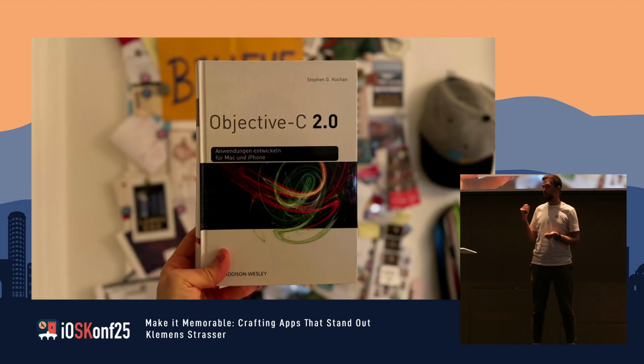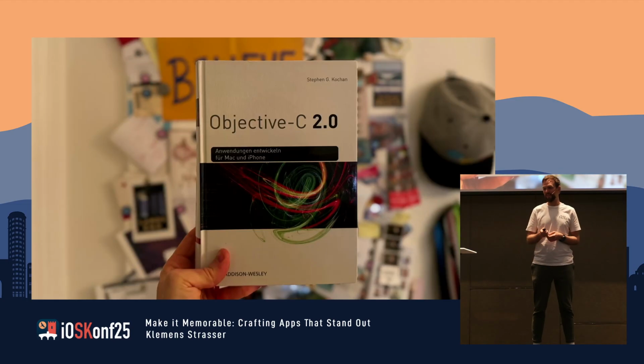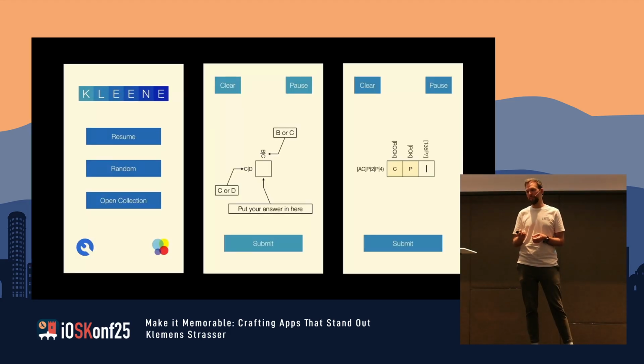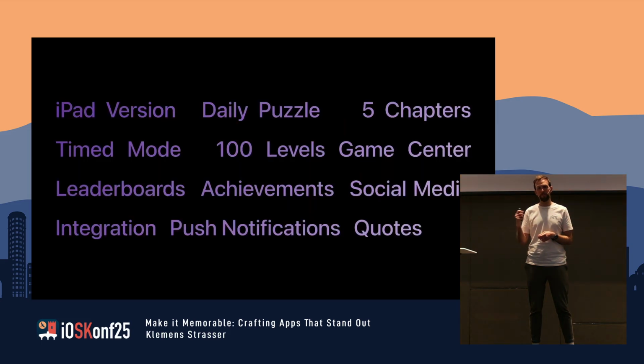So I bought this book, Objective-C 2.0 by Stephen Cohen, because Swift wasn't around yet, and I built the first prototype, which was this little game called Kleenie, a crossword type puzzle game around regular expressions, where you have regular expressions on the edges of your crossword and you have to find the solution. And this was quite fun to me, and I came up with all the features that the app definitely needs to have in the very first version, like daily puzzles and push notifications, achievements and stuff I'd never touched because I never did iOS development before.